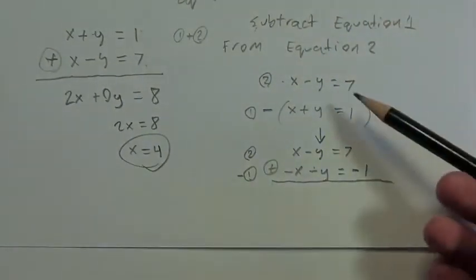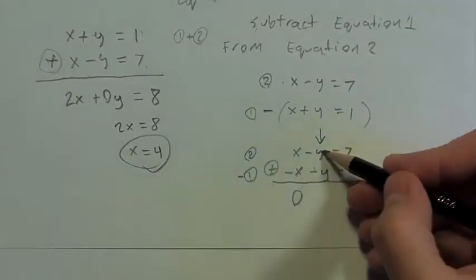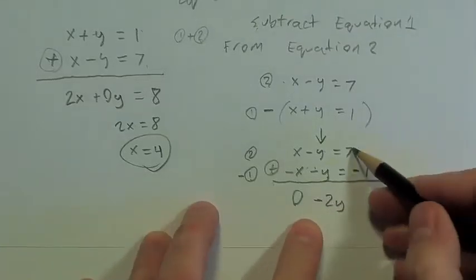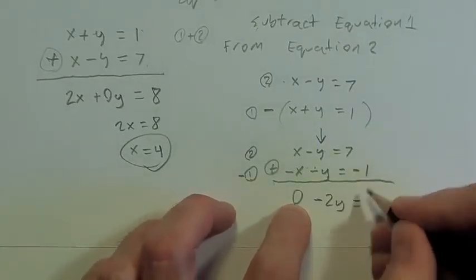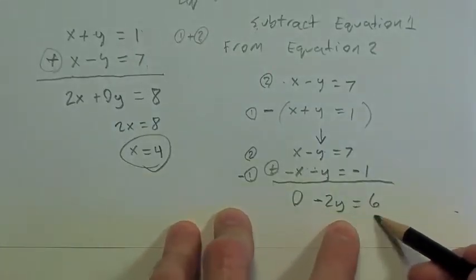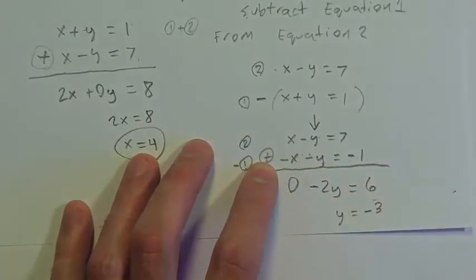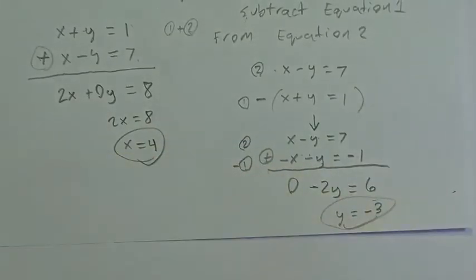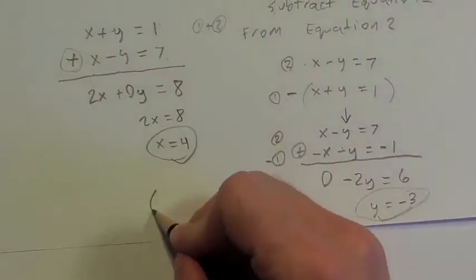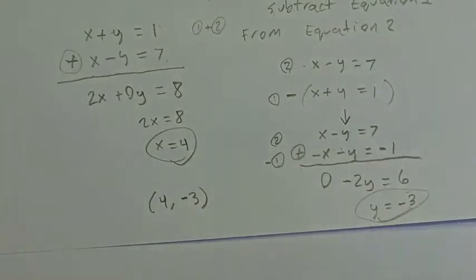Okay? And in this case, the x minus x becomes 0. The minus y becomes negative 2y. And 7 minus 1 becomes 6. So I have negative 2y is equal to 6, so y is equal to negative 3 when I divide. Okay, so the solution set is 4, negative 3.